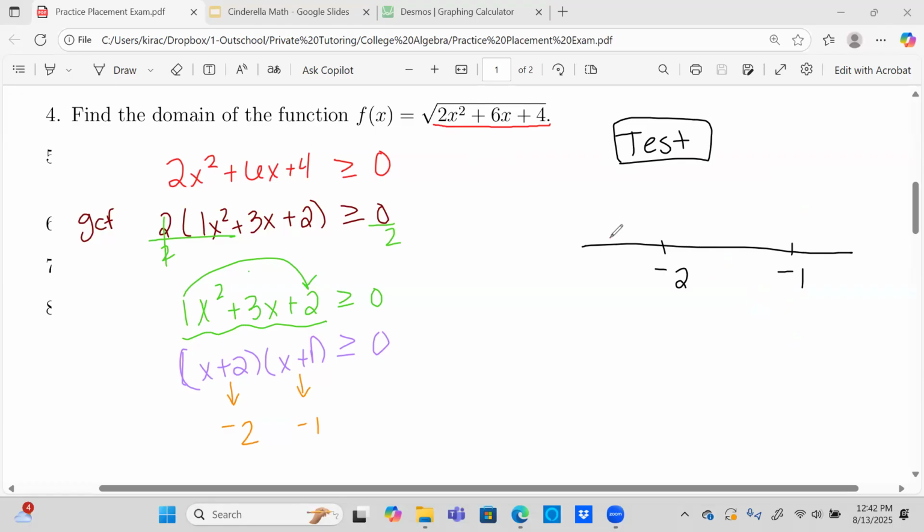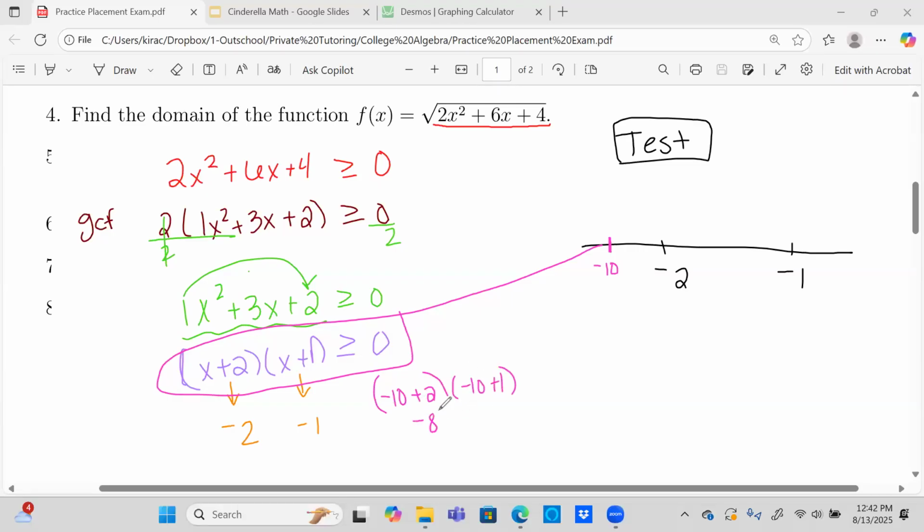So here I'm going to test -10 because it's smaller than -2, and you're going to test it into the purple step. So that would be -10 plus 2, -10 plus 1. So that would be -8, -9. So that would be 72. Is that bigger or equal than 0? Yes. So put a check right there. That worked. And then scratch this off because I could have picked any number that's smaller than -2.